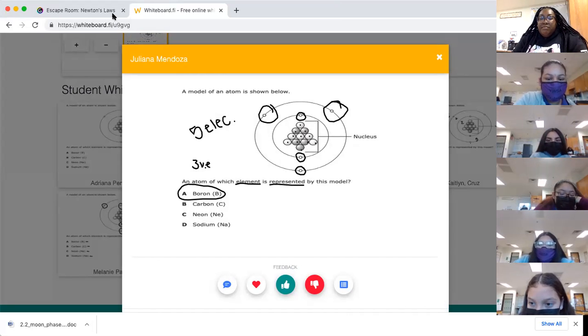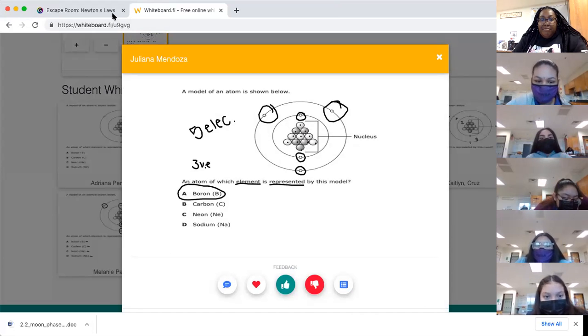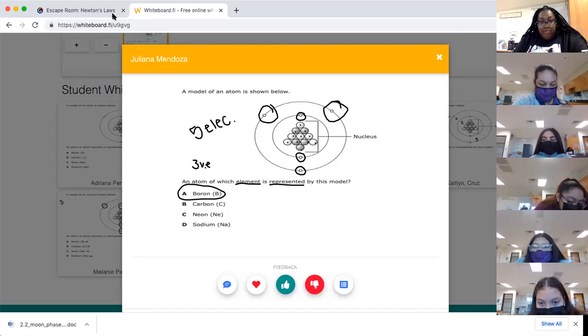Okay, so the first thing I did was count how many electrons are surrounding the nucleus. So I got 5 electrons, and then out of the outermost shell, I saw they had 3 valence electrons. And so I went to my periodic table, and the only one I saw with 3 valence electrons and 5 electrons was boron.